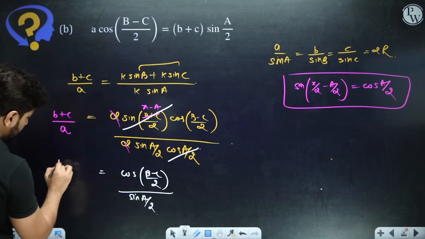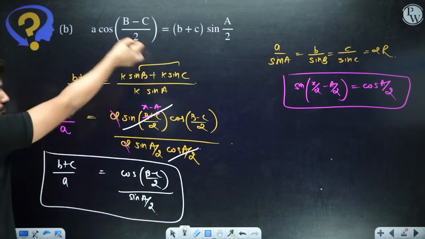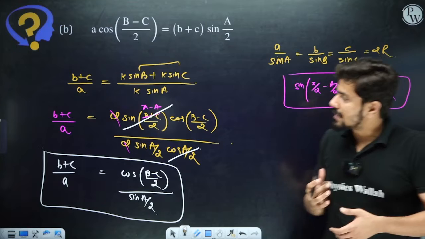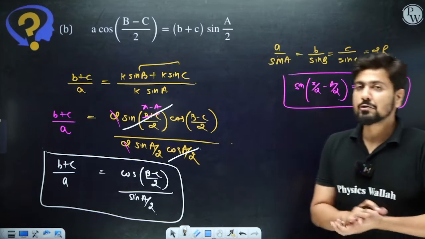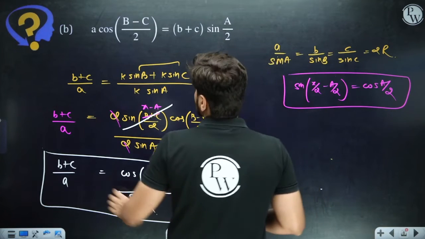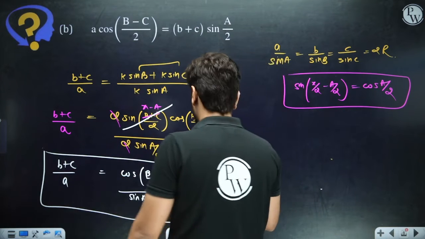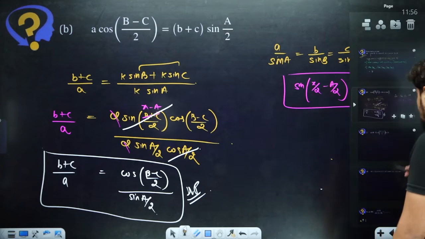This is the value for (b plus c) by a, and simply you cross multiply and you prove what you wanted to prove. So this is the idea we can go with in these types of questions so that it becomes very simple. It's very easy to prove, otherwise lots of manipulation will be involved. So here we can see that (b plus c) times sine of a by 2 is equal to a times cos of (b minus c) by 2, hence proved. Okay everybody. Now moving ahead.